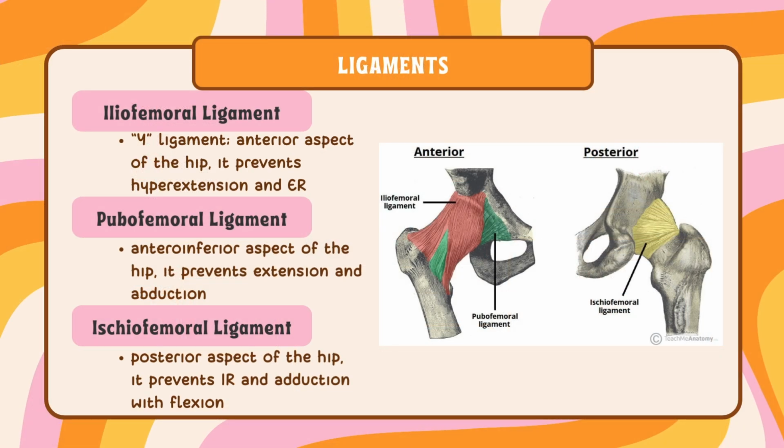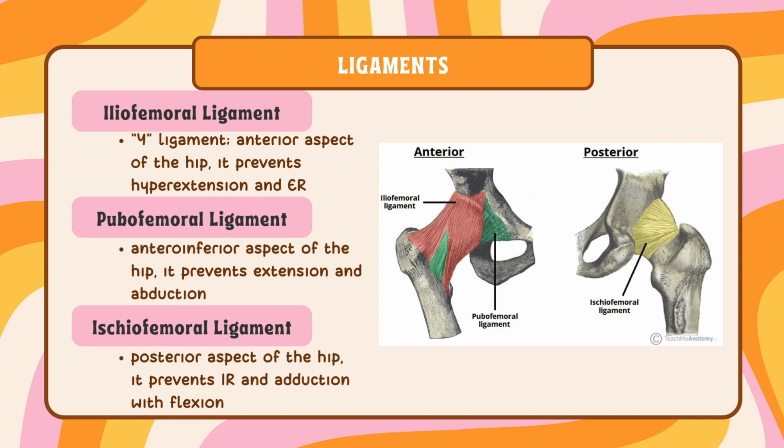Lastly, covering hip ligaments. So there's 3 primary ligaments that help give stability to the hip. So you have the iliofemoral ligament, which is the wide ligament, or that red ligament pictured here. So it is on the anterior aspect of the hip, so it's going to prevent hyperextension and external rotation. The pubofemoral ligament is anterior-inferior aspect of the hip, so it's going to prevent extension and abduction, so it's that green ligament there.